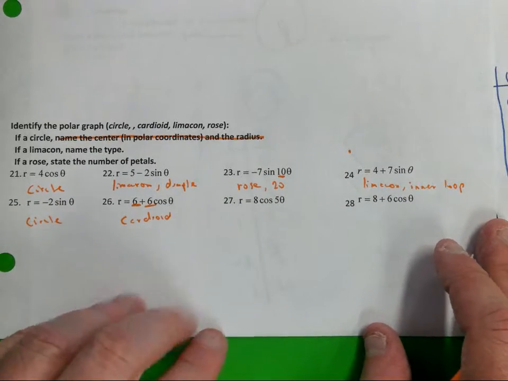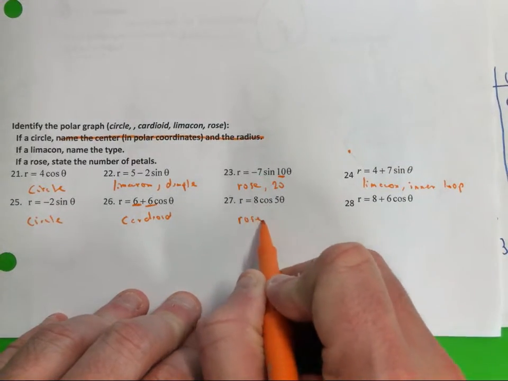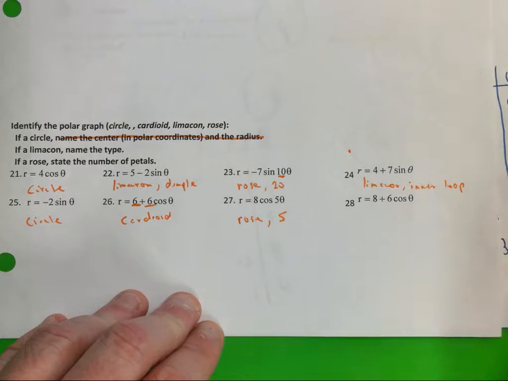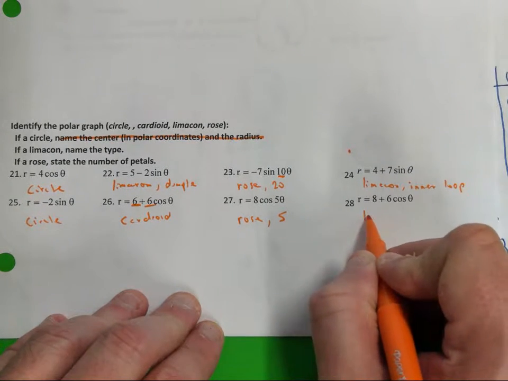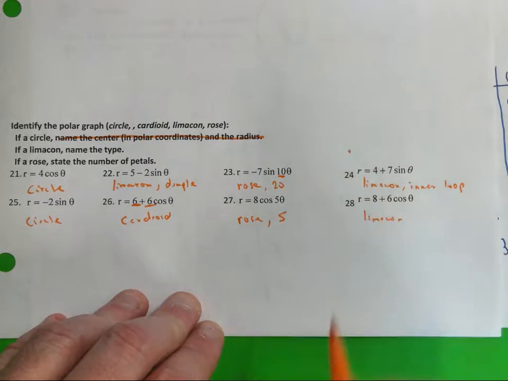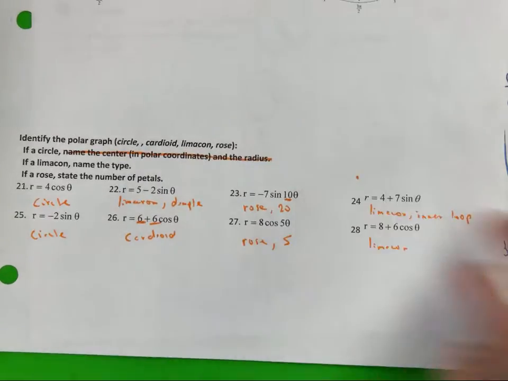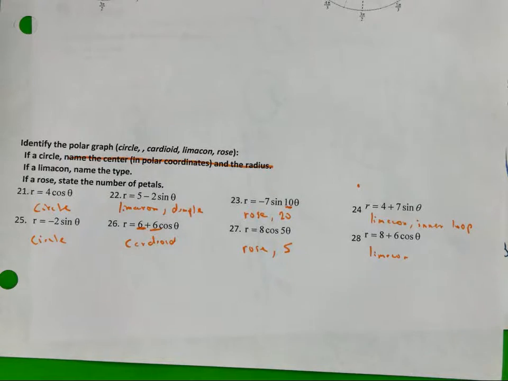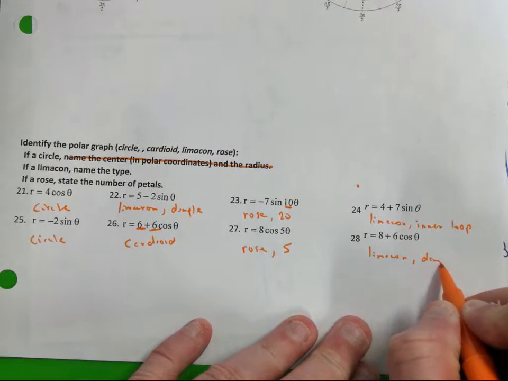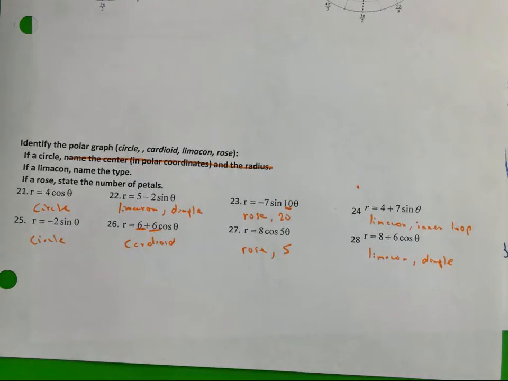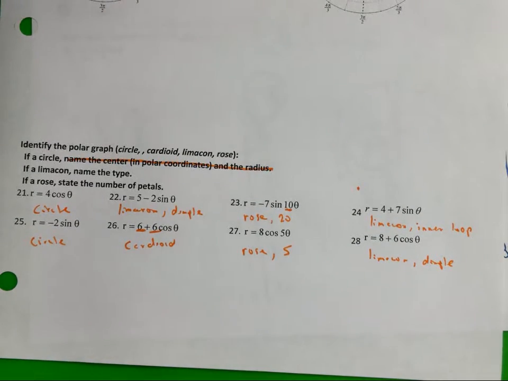Number 27. What type is that? A rose. How many petals? 5. And then number 28, what type is that? Limaçon. The absolute value of A is larger than B, so is it a dimple or inner loop? Is the dimple at the origin? No. Only the cardioid has the dimple at the origin. Are we going to have some of this? Yes.